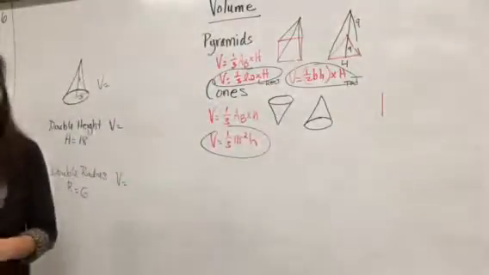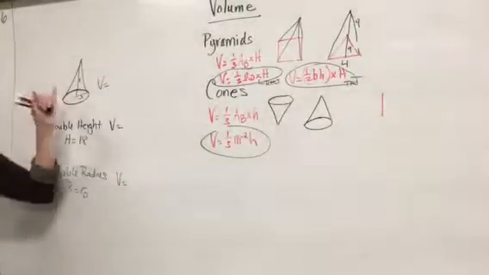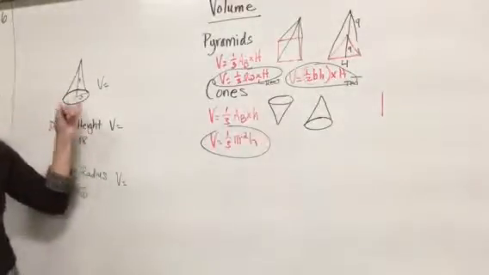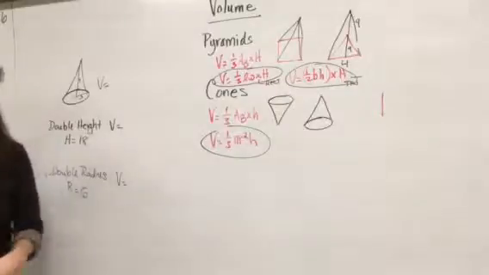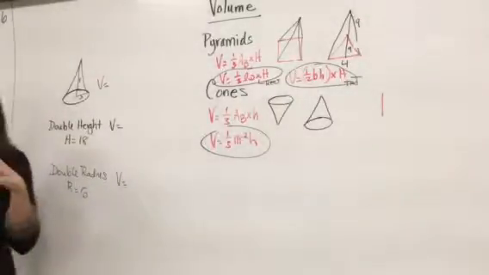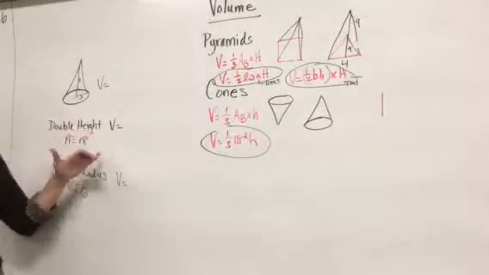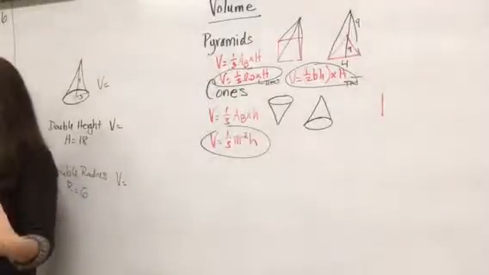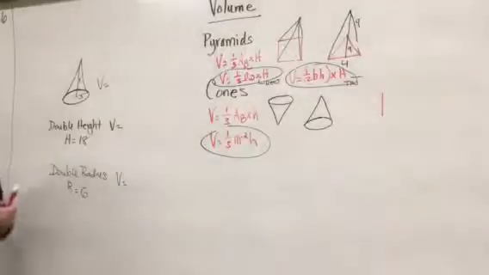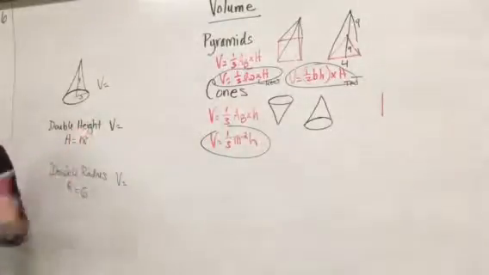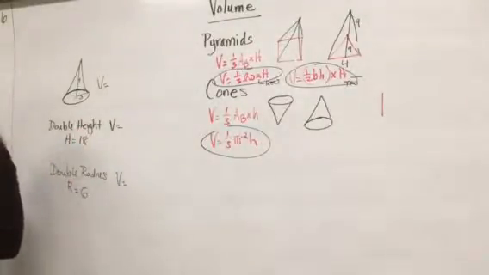The next question is, if we have a cone with radius 3 and height 9, determine the volume. And then the question is, if we double the height, will it have the same effect on the volume as if we doubled the radius? Let's look at what is the formula for the volume of a cone.